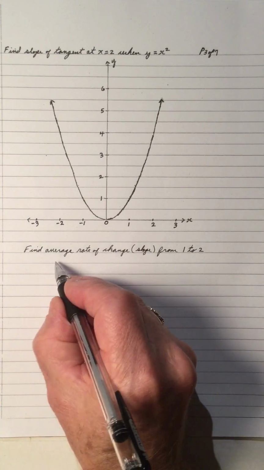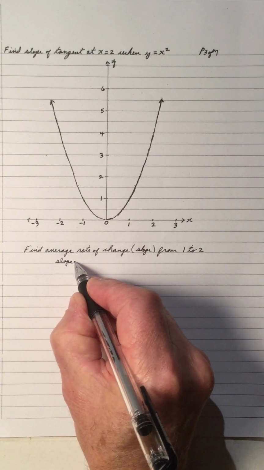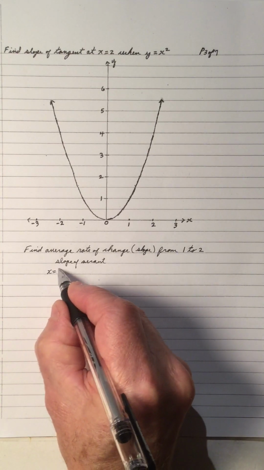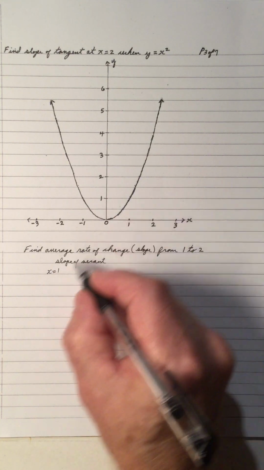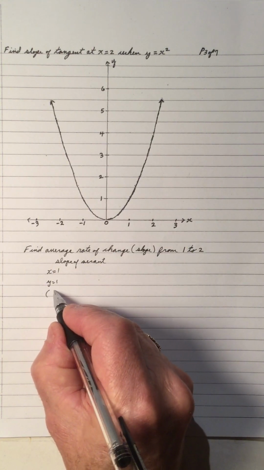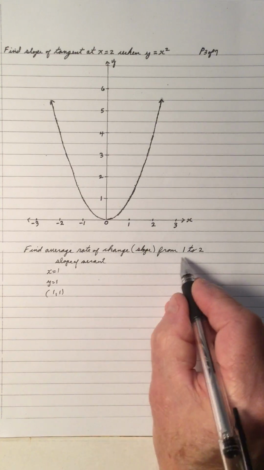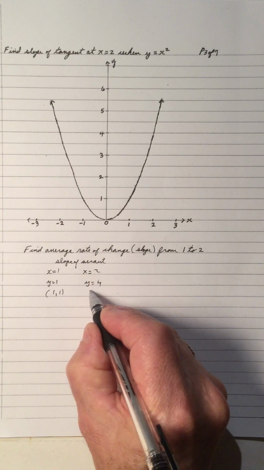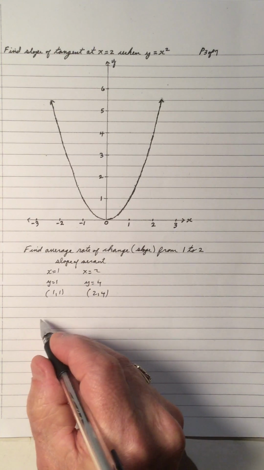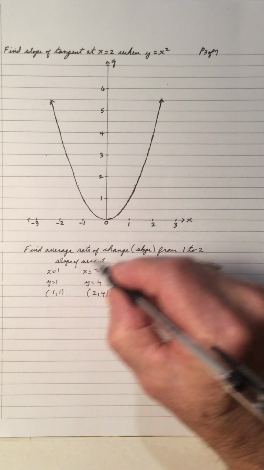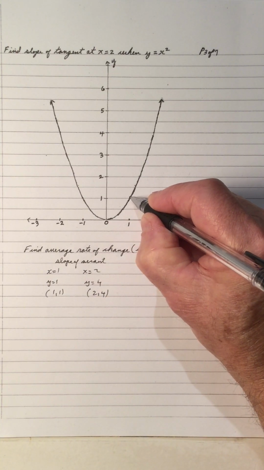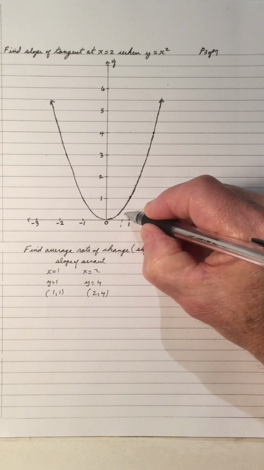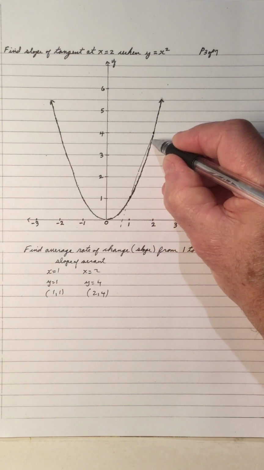So again, the average rate of change is the slope of the secant. If x is 1, y is 1. So that's the point 1, 1. If x is 2, we just worked that out, y is 4. So that's the point 2, 4. So this is the point 1, 1 when x is 1, and 2. So we're looking at the slope of this secant going through these 2 points.